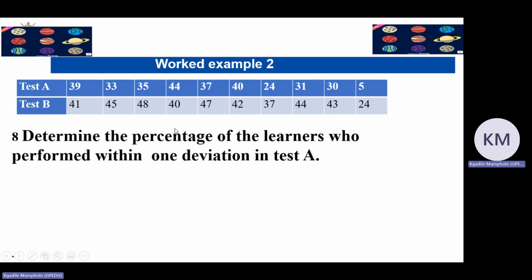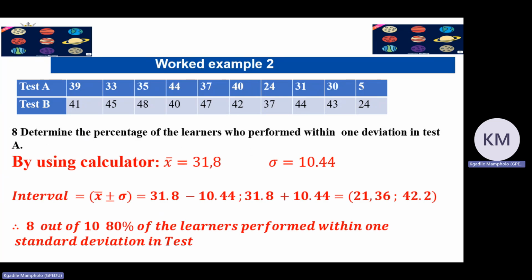So you know that when you have this kind of question where they say determine the percentage of learners who performed within one standard deviation, the first thing is that you are going to calculate the mean and the standard deviation using a calculator. In that video, there are also steps showing how to determine the mean and standard deviation. But now, here you are only determining the percentage of learners who performed within one standard deviation in test A. Then you're only going to use test A.